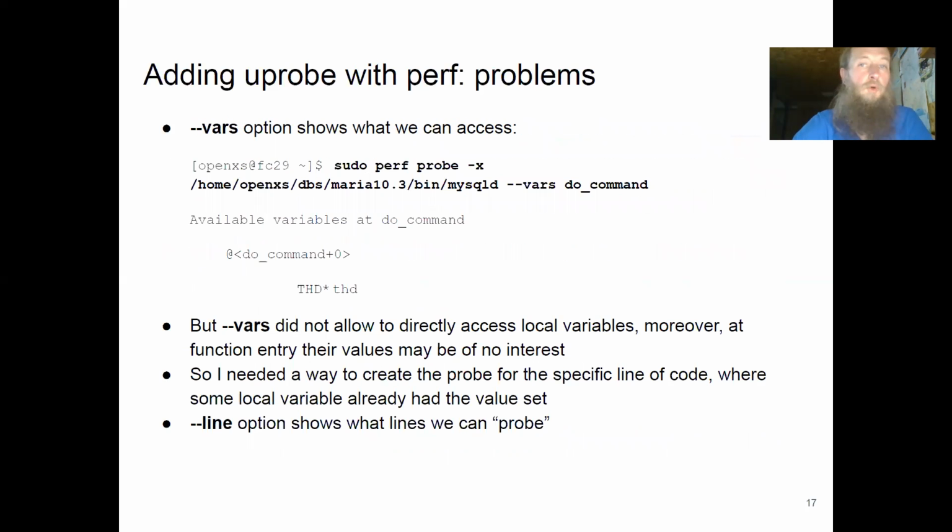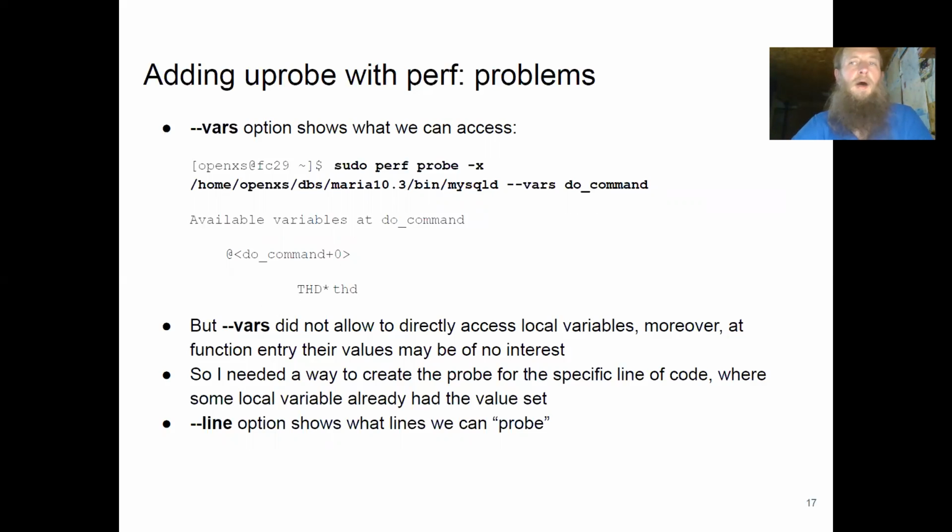So I moved on and checked what I can access. Actually, perf allows you to access any of the variables that are shown with the vars option, and this is thd with this specific type. But for that specific version of perf and that specific version of MariaDB, I was not able to indirectly move through thd components. But later in the code, they were dereferenced and put into some local variable.